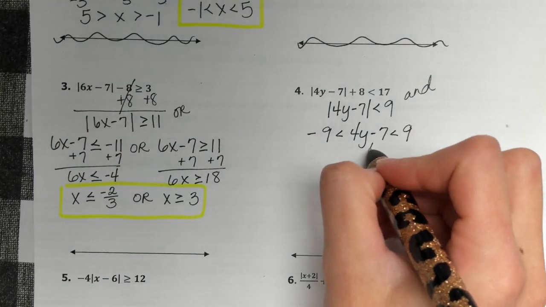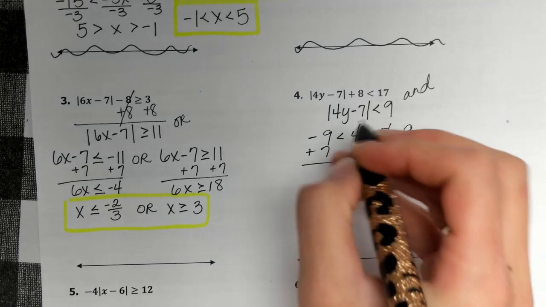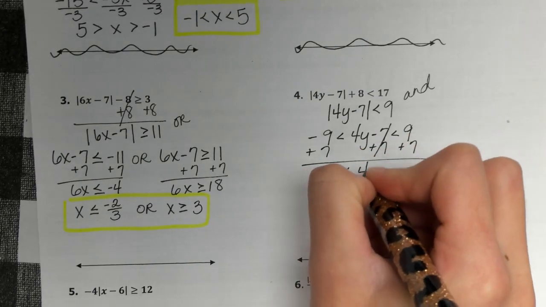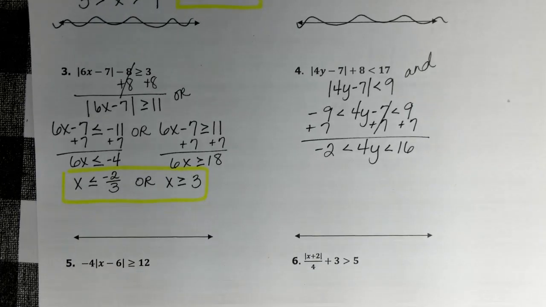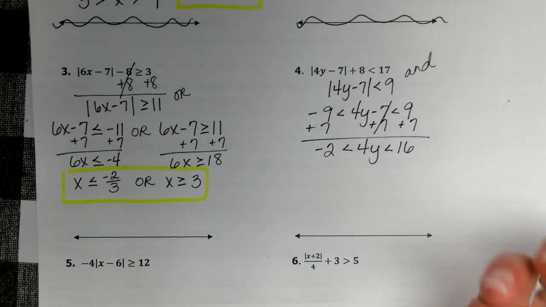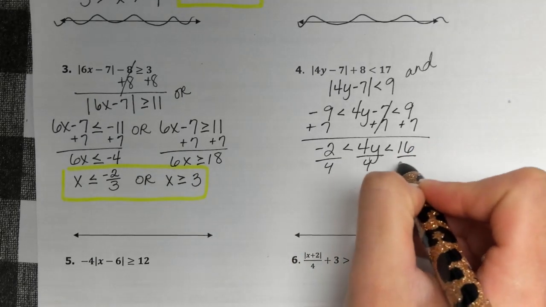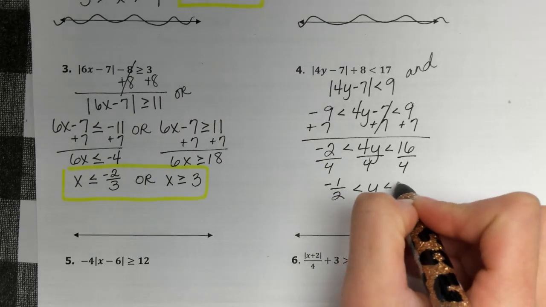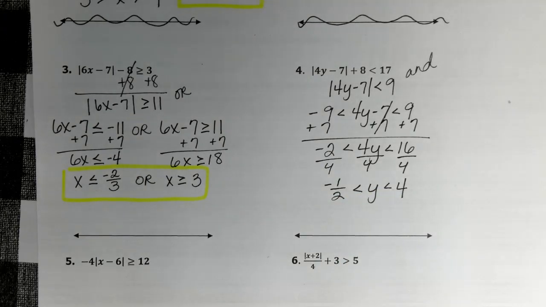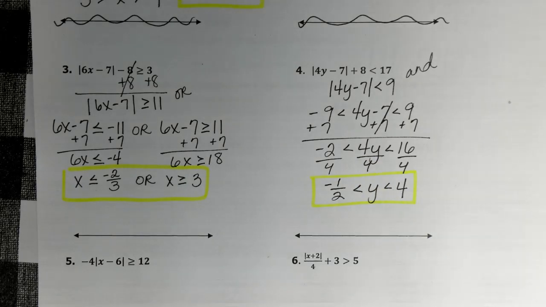And then add your 7. So negative 2 is less than 4y less than 16. Divide by 4. You get negative 1/2 is less than y less than 4. Y'all good with that?